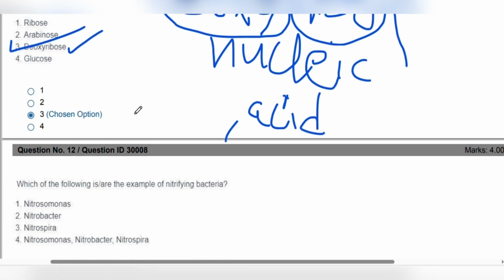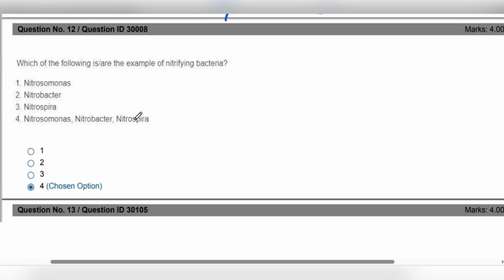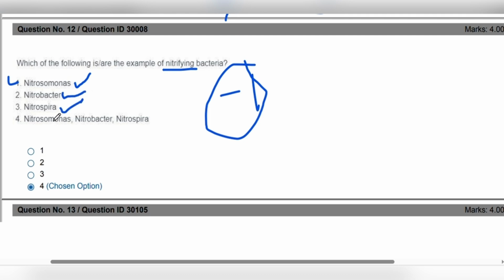Okay. Moving on. Which of the following are examples of nitrifying bacteria? This one is a very good example of why you should read all the options in the question. See, here nitrifying bacteria is nitrosomonas. So if you just see option 1 and mark it and go on, you get a -1 because it's wrong. Now if you read all the options, nitrosomonas is a nitrifying bacteria, nitrobacter is a nitrifying bacteria, nitrospira is also a nitrifying bacteria. And in option 4, you can see all 3 are mentioned. So it is all of these. Option 4 is the correct answer.